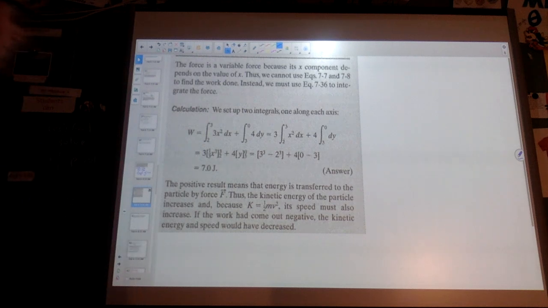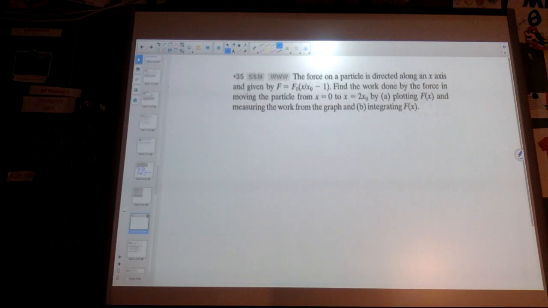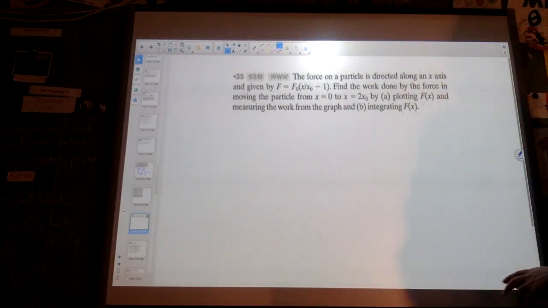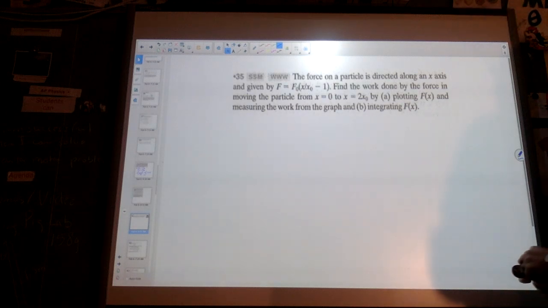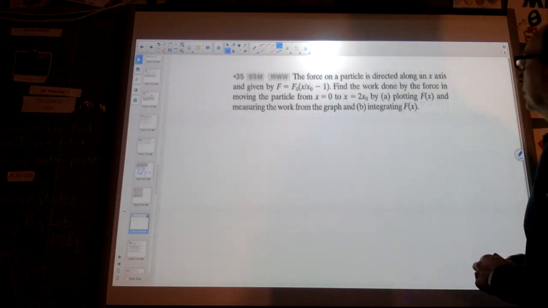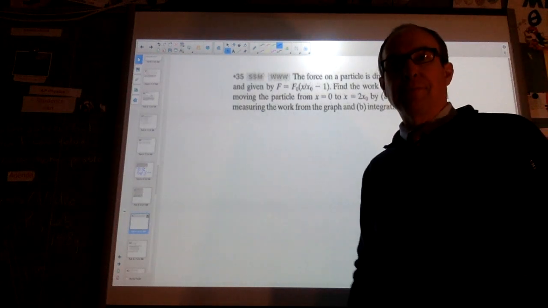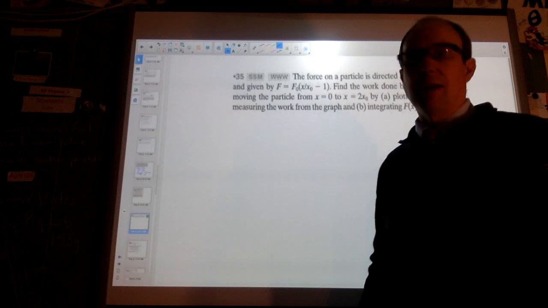And here is the explanation. The force on a particle is directed along an x-axis and given by F equals F0 times (x over x naught minus 1). Find the work done by the force moving the particle from x equals 0 to x equals 2x naught by plotting F(x) and measuring the work from the graph, and by integrating. So if we plotted it, we could take the area under the curve, which is essentially what an integral is.